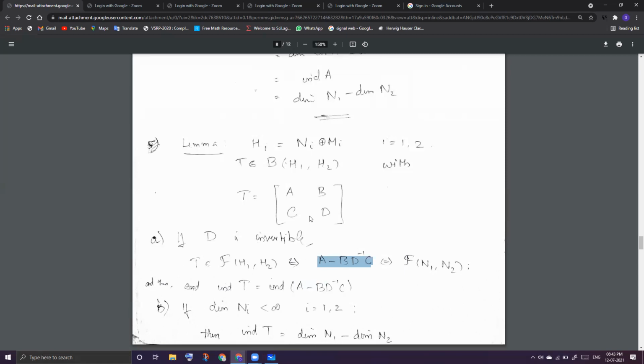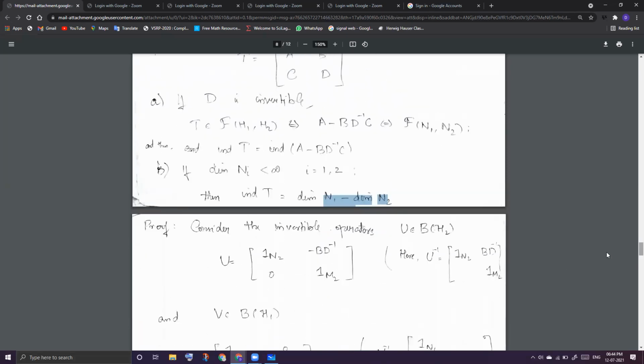And again, in the case where the dimension of N_i is finite, we will have that the index of T, which is equal to the index of this operator, is going to be dimension of N1 minus dimension of N2, because in the finite dimensional case, the index is just the dimension of the domain minus the dimension of the codomain. So we are trying to relate these two operators, being Fredholm as an equivalent condition for these two operators. So yeah, I'll prove it.